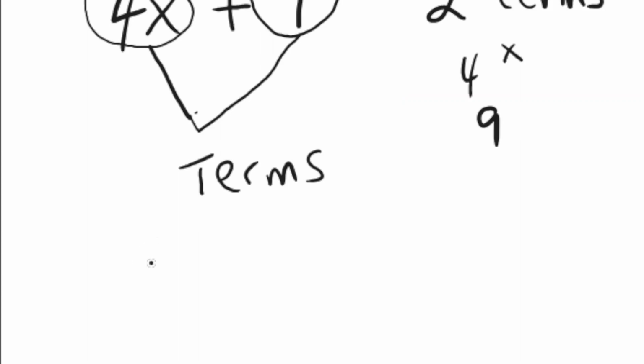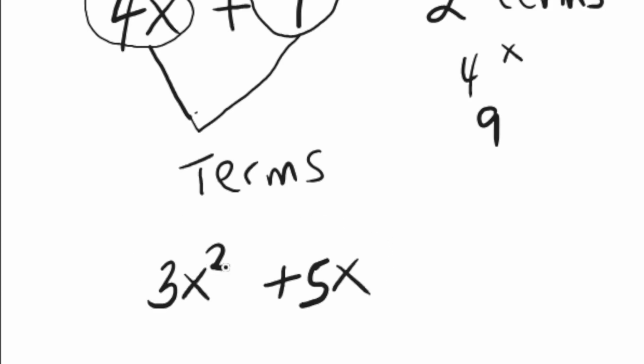So if I have 3x squared, this is just one term because there's no addition or subtraction separating anything. So this is just a single term of its own. If I do plus 5x, then this expression 3x squared plus 5x becomes two terms because this addition is separating this term from this term.